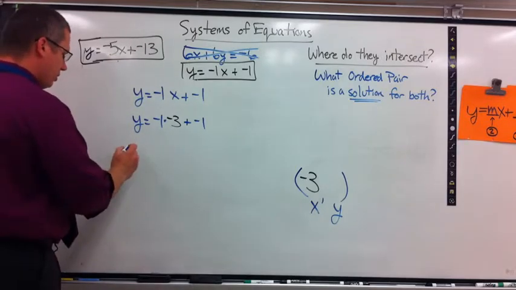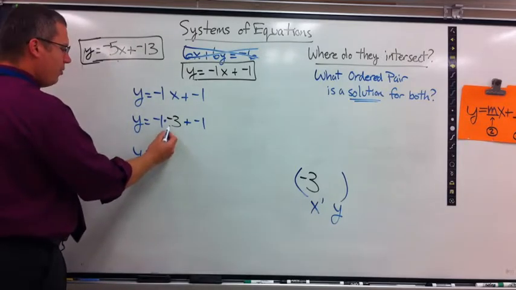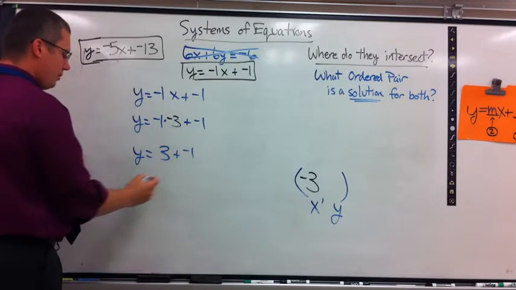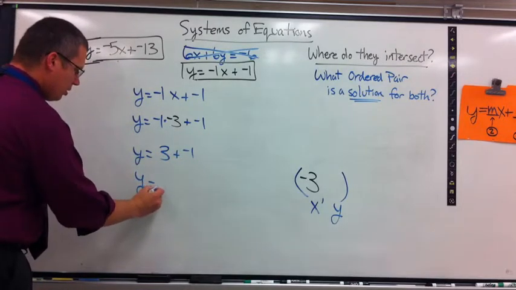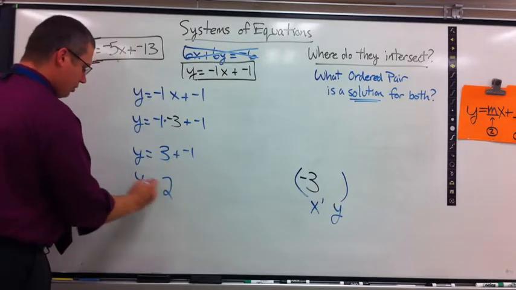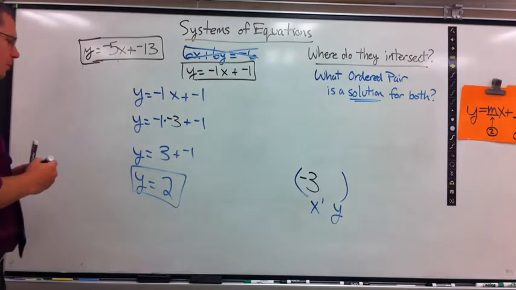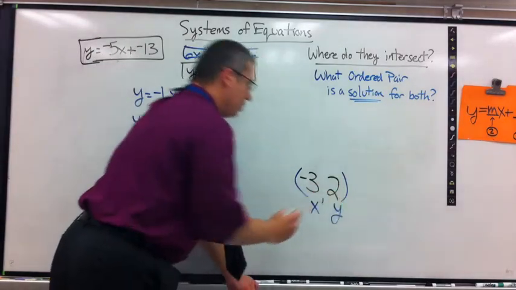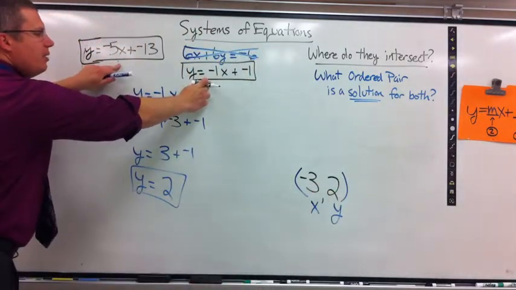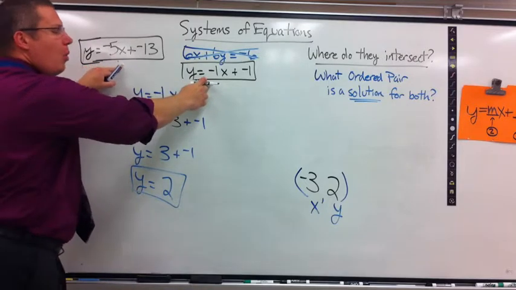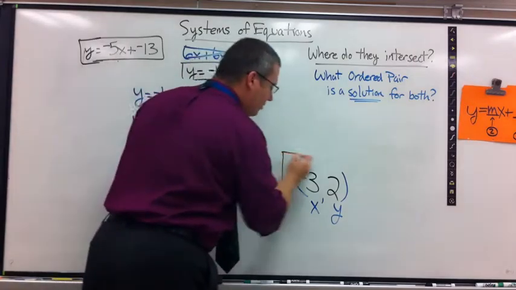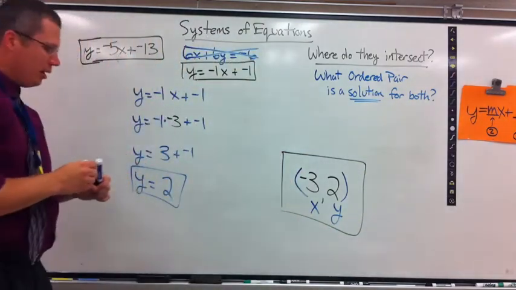Okay, can I solve? Y equals, what's negative 1 times negative 3? 3. I still have plus negative 1. What is 3 plus negative 1? 2. What is y equal? 2. Where do these two lines intersect at? What point is a solution? What ordered pair is a solution for both? The answer, negative 3, 2.